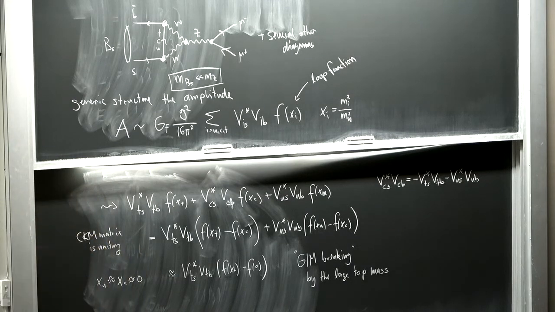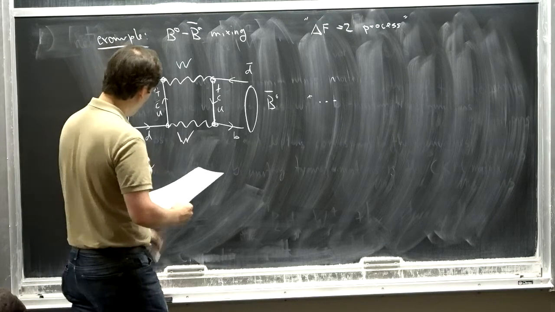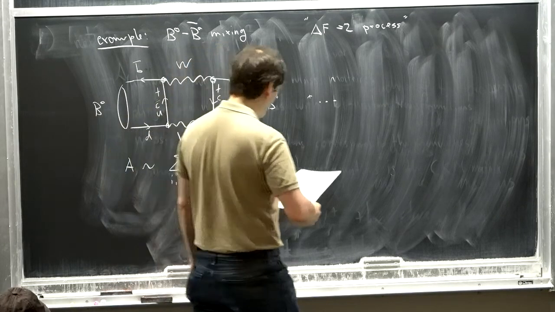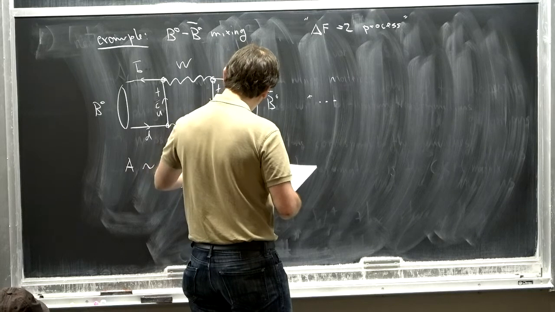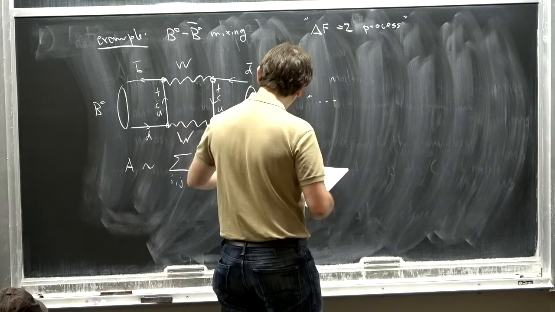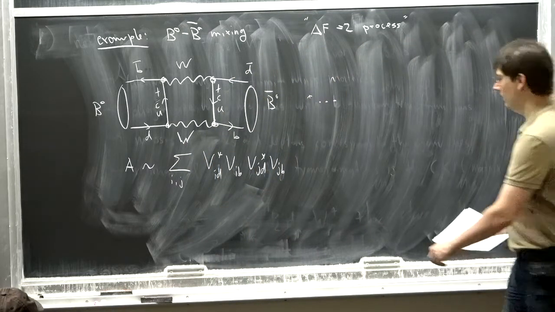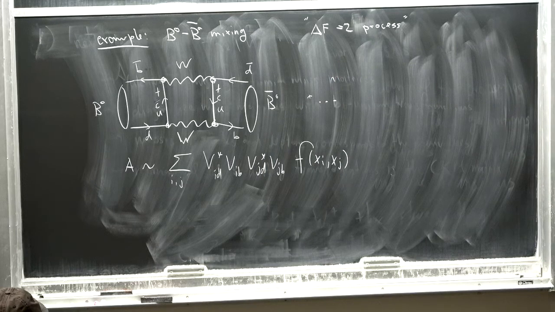And again, there are a bunch of other diagrams that we would need to consider. In that case, this CKM structure is a bit more involved. So the corresponding amplitude would now be a sum over 2 of those up quark indices: V_id^*, V_ib, and V_jd^*, V_jb, times a loop function which depends now on 2 mass ratios, x_i and x_j.